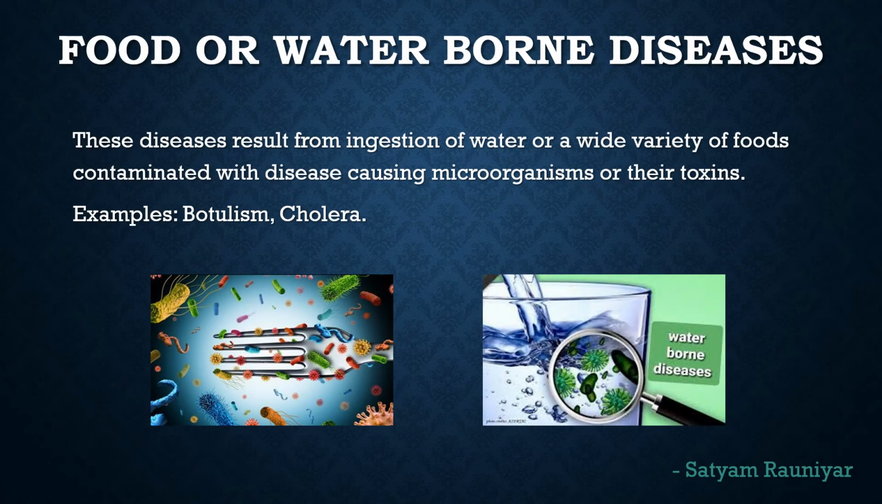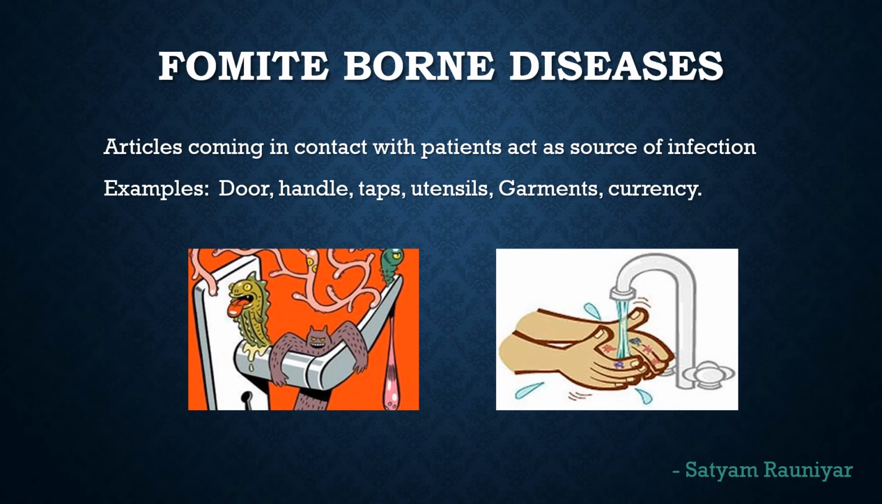Food or waterborne diseases. These diseases result from ingestion of water or a wide variety of foods contaminated with disease-causing microorganisms or their toxins. Examples: botulism, cholera. Fomite-borne diseases. Articles coming in contact with patients act as a source of infection. Examples: door handles, taps, utensils, garments, currency.